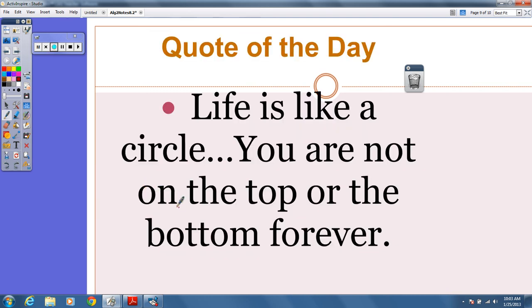Quote of the day: life is like a circle. You are not on the top or the bottom forever, and you can leave this lesson now inspired.